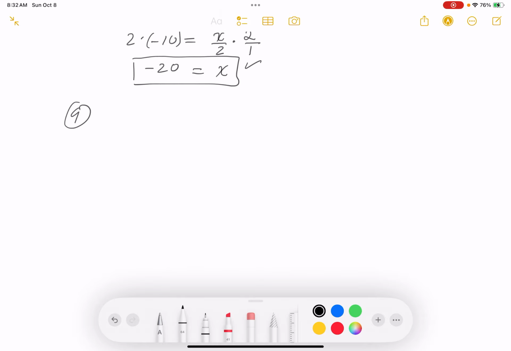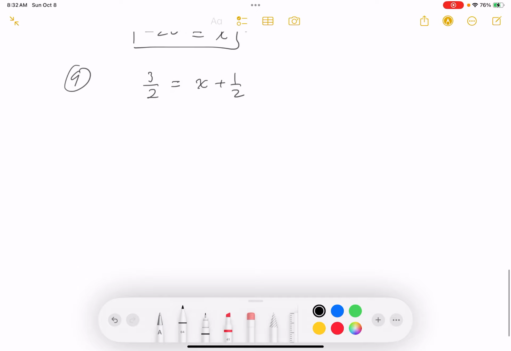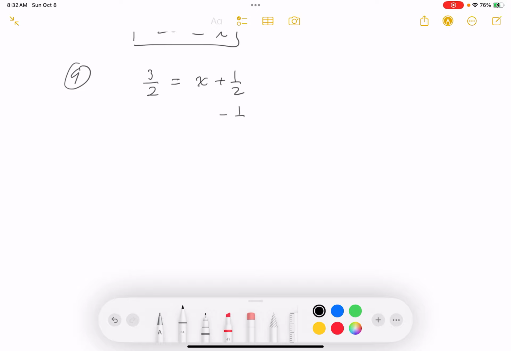And number 9 is 3/2 equals x plus 1/2. Again, it's a fraction problem. It's a one-step problem. I would subtract 1/2 from both sides. What do you get? X equals, well, we get 2 over 2, because 3 minus 1 is 2, and 2 over 2 is just 1.